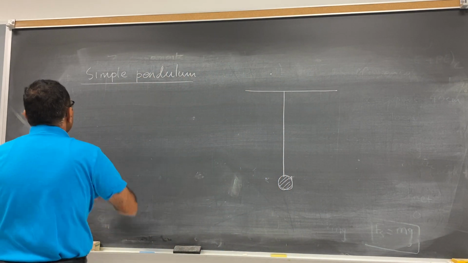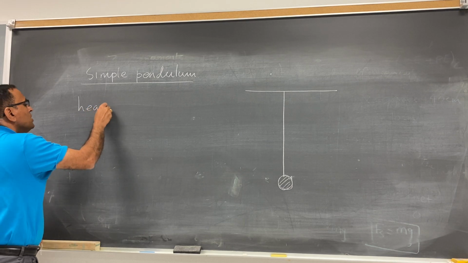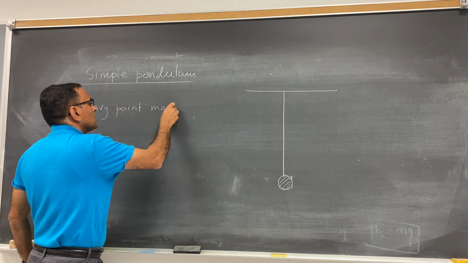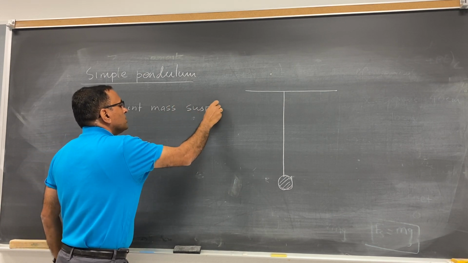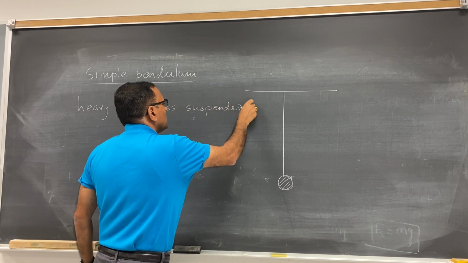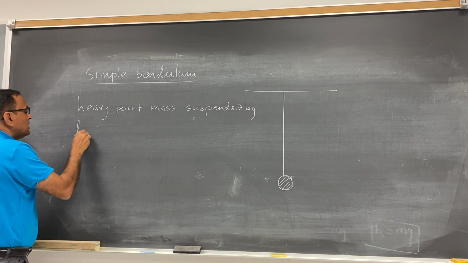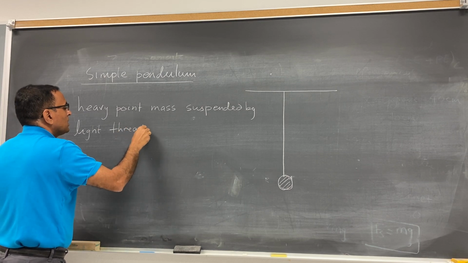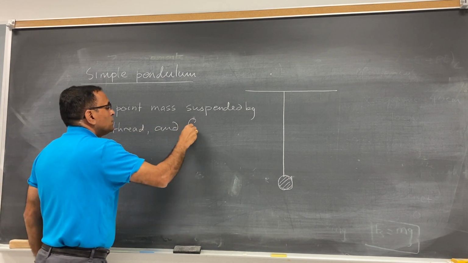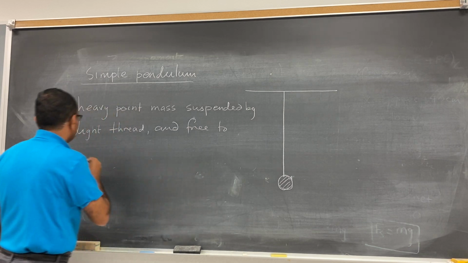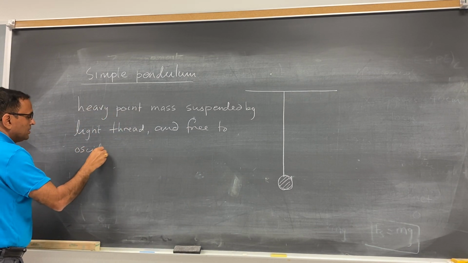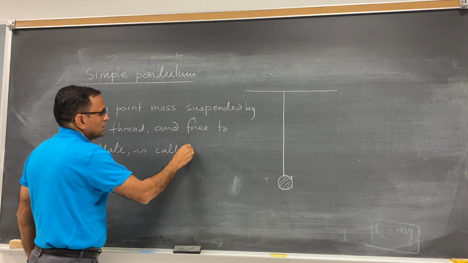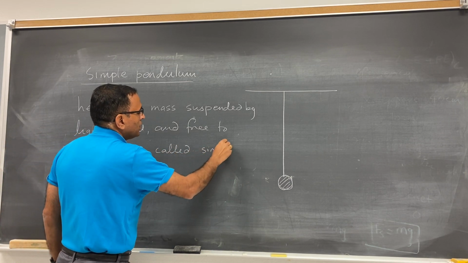So, a heavy point mass suspended by a light thread and free to oscillate, no friction there. It's called a simple pendulum.